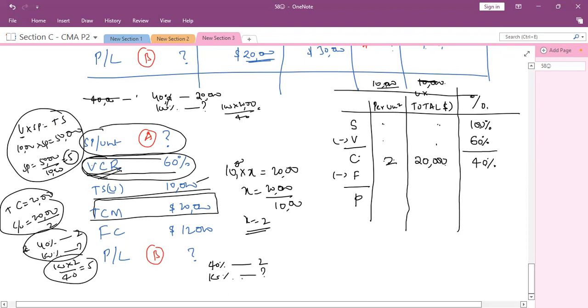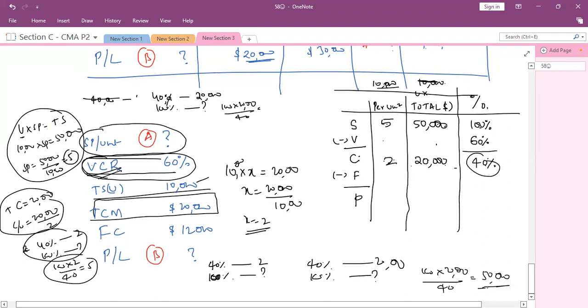How much, Prasad? 40% is 2, 100% is how much? 5. I have written this 5. 10,000 into 5 is 50,000, correct? Or 40% is 20,000, 100% is equal to how much? 100 into 20,000 divided by 40, you will get 50,000. Understood, Prasad?